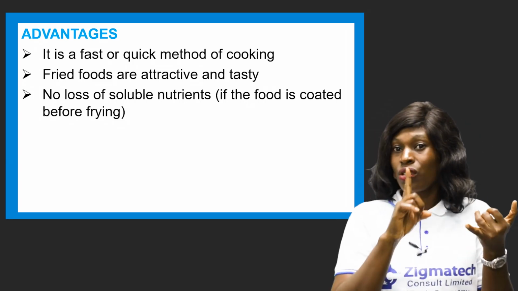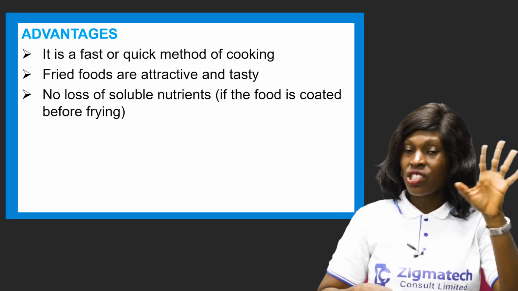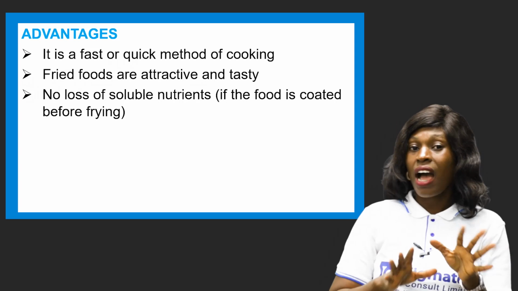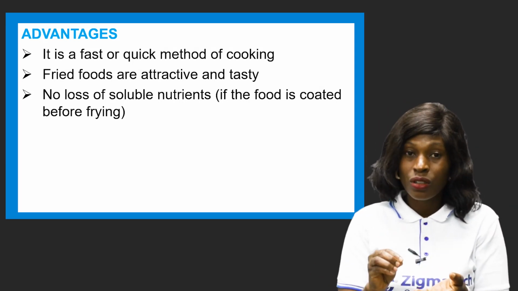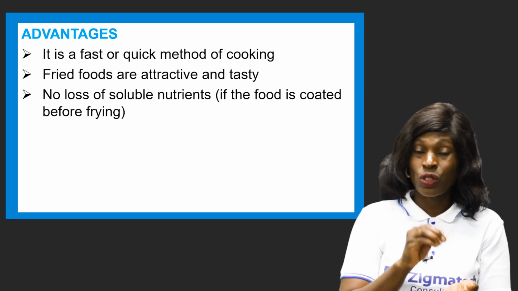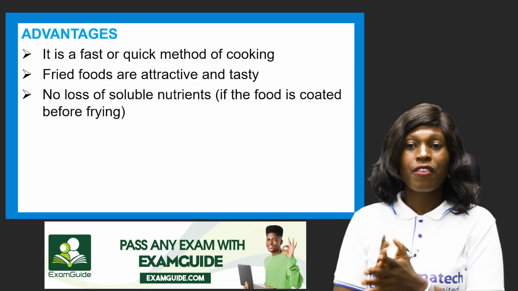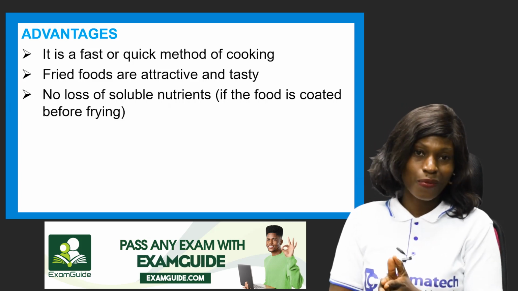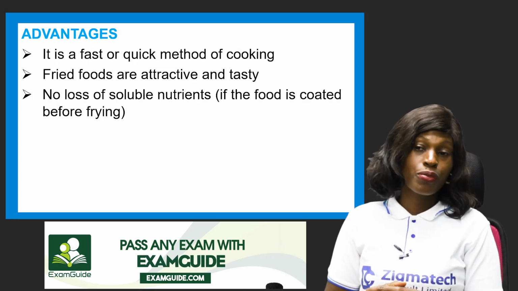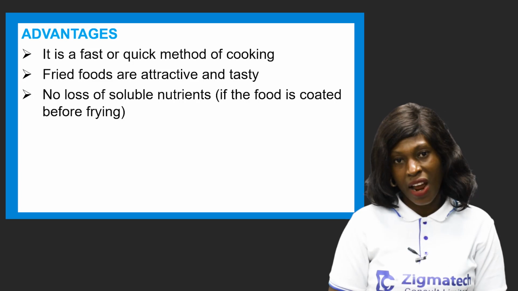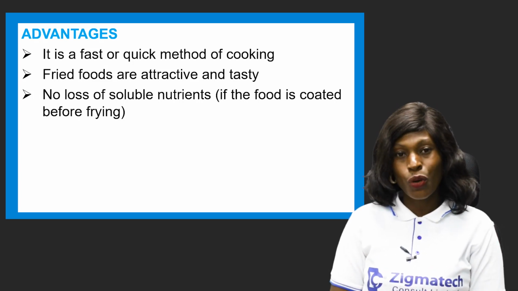So remember, all of these are referred to as the frying methods. Your braising, your sauteing, deep frying, shallow frying, and all of these are under the frying method. It has to do with oil, or not immersing in deep oil, as in shallow frying. Now we're looking at the advantages of this method. Fried foods are attractive and tasty. Also, there is no loss of soluble nutrients if the food is coated before frying. When you coat your food, you are able to retain the nutrients.